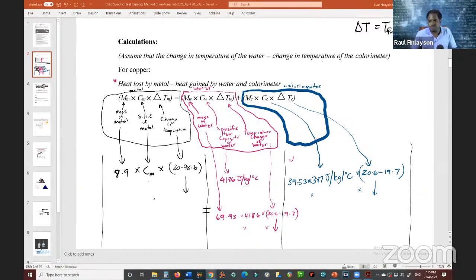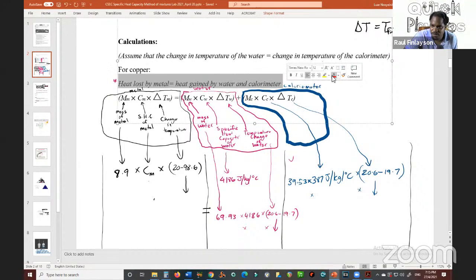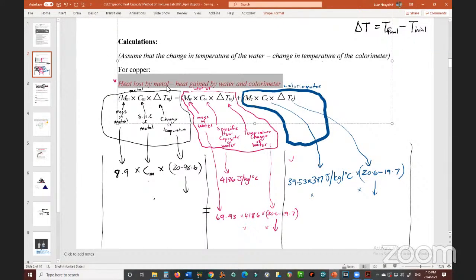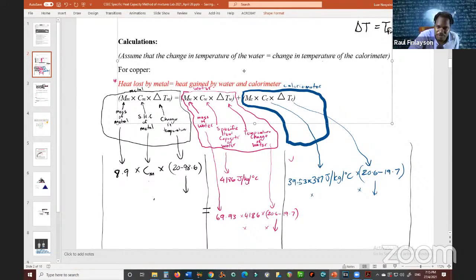All right, now, for this lab, guys, I will say once more that we place a hot metal into a room temperature container with water. What's going to happen is the hot metal will lose heat, and that's why I write the statement here. If you can zoom in to see the statement, I'm going to highlight it in red: the heat lost by the metal is equal to the heat gained by the water and the calorimeter.